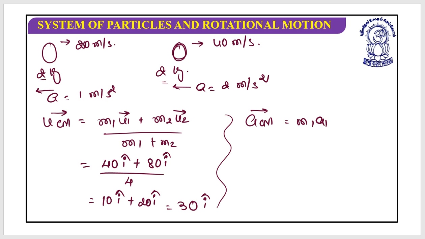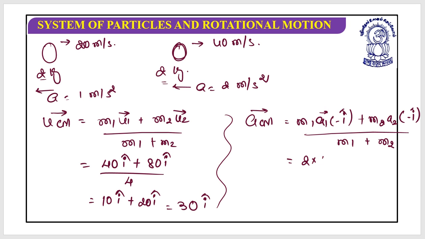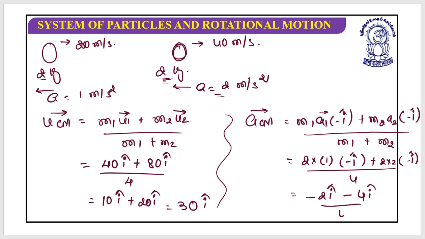This equals m1a1 minus i plus m2a2 minus i divided by m1 plus m2. So this is 2 into 1 minus i plus 2 into 2 minus i divided by m1 plus m2, which is 2 plus 2, 4. So this is minus 2i, minus 4i, divided by 4. This equals minus 6i by 4, and 6 by 4 is minus 1.5 i cap.